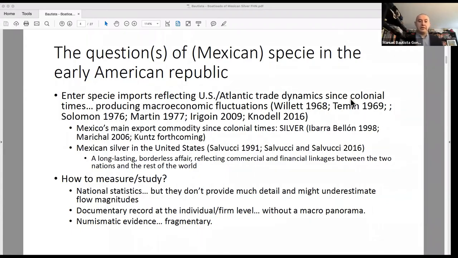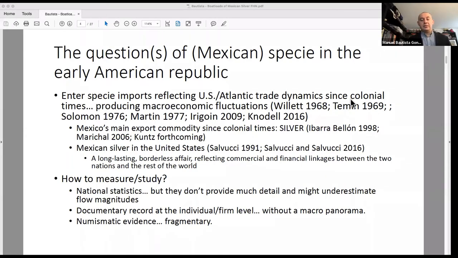As I mentioned before, since colonial times, the early English colonists in North America depended on their imports of Spanish American silver pesos to satisfy their needs for specie. And there are several scholars who have looked into this question from different perspectives. Now, the main supplier of this specie for the period that I look into is Mexico.